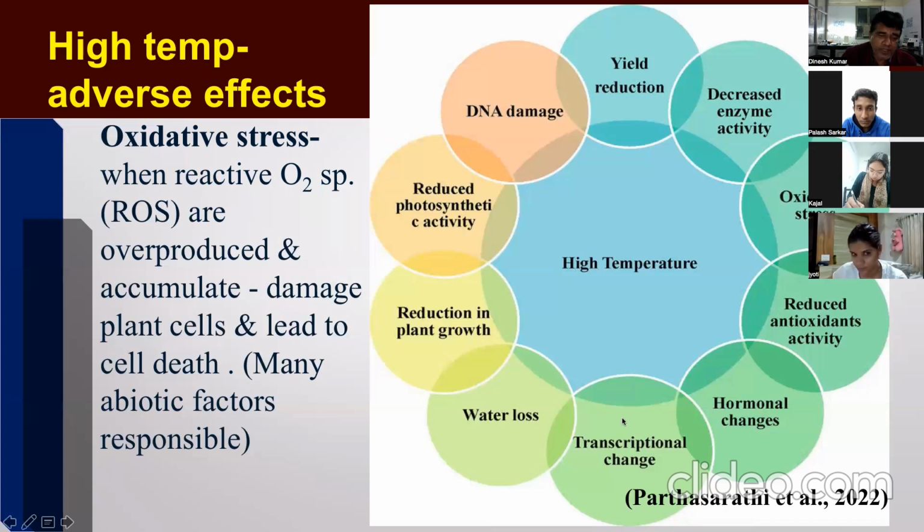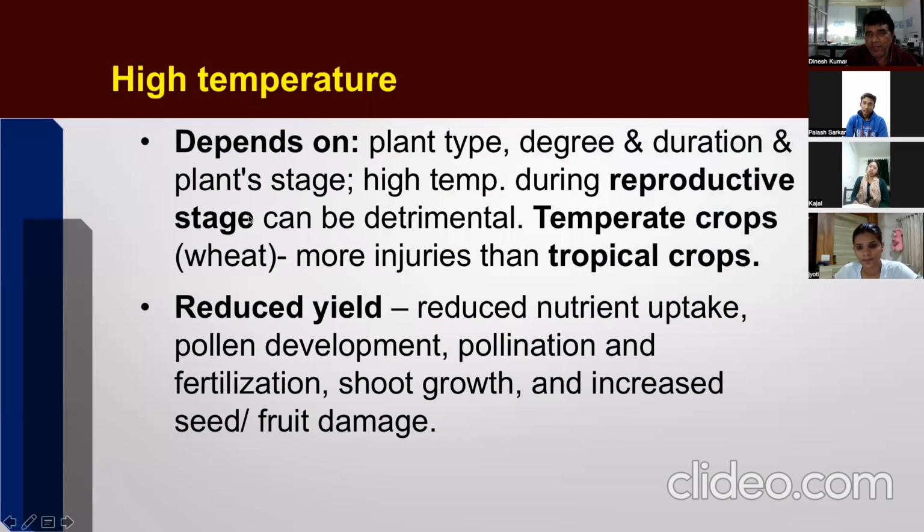Transcriptional change means protein synthesis can be affected. There are hormonal changes and reduced antioxidant activity. Oxidative stress, which I explained just now, is stress because of reactive oxygen. There is decreased enzyme activity, and finally high yield reduction. So high temperatures may not be very useful. Thus, you need some optimum temperature.